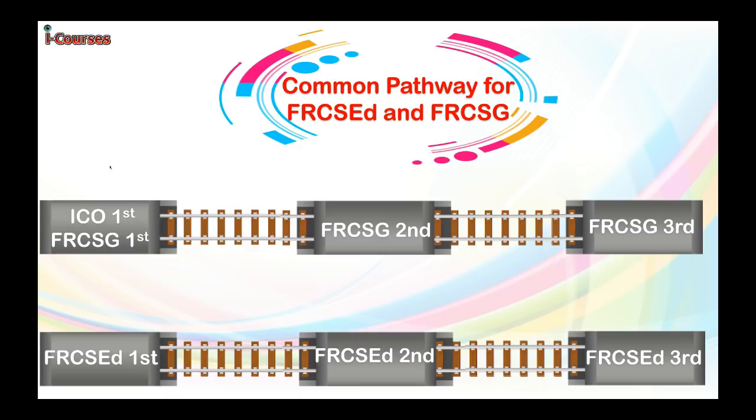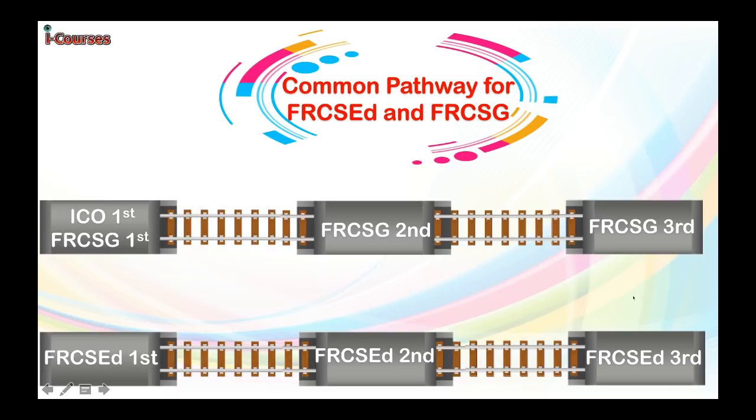The first one is the Glasgow route or the Edinburgh route. So how can we go through the Glasgow route? If you have the first ICO or its equivalent, which is the FRCS Glasgow, the first part, then after 5 years of experience, you passed the second part, which is the FRCS Glasgow part 2, which consists of problem solving and MCQ.